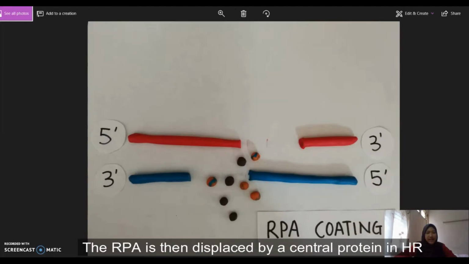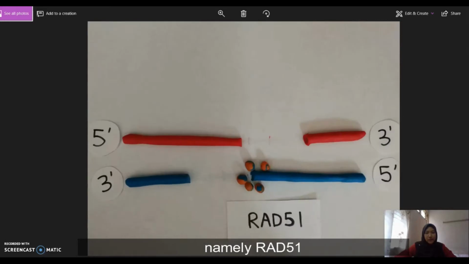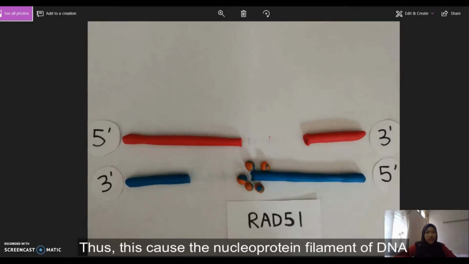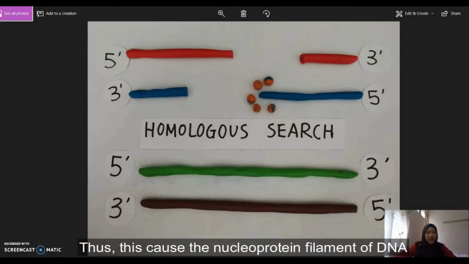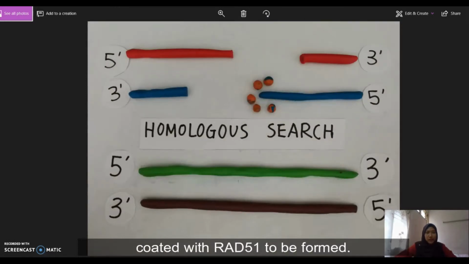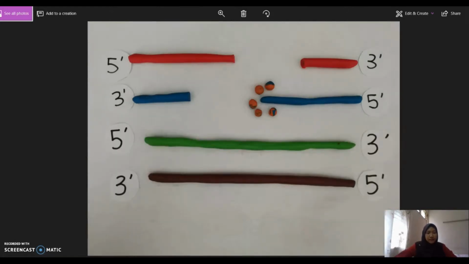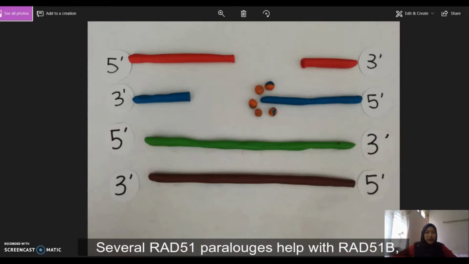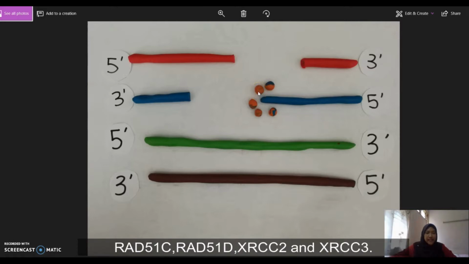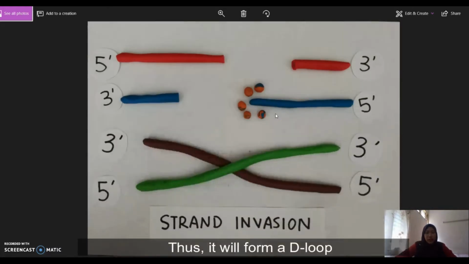The RPA is then displaced by a central protein in HR, namely RAD51. Thus, this causes a nucleoprotein filament of DNA coated with RAD51 to be formed. The nucleoprotein filament then undergoes the search for homologous DNA and strand invasion. Several RAD51 paralogs help with this, including RAD51B, RAD51C, RAD51D, XRCC2, and XRCC3. Thus, it will form a D loop.